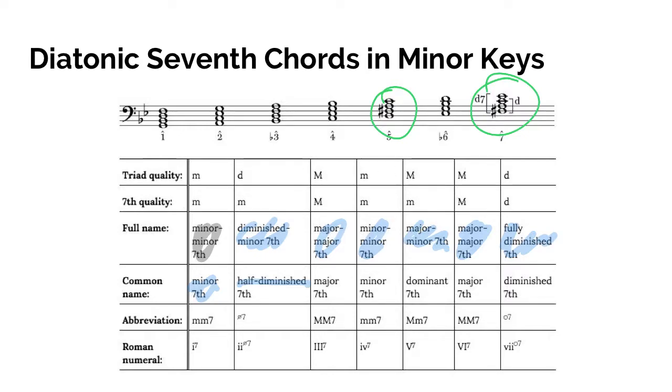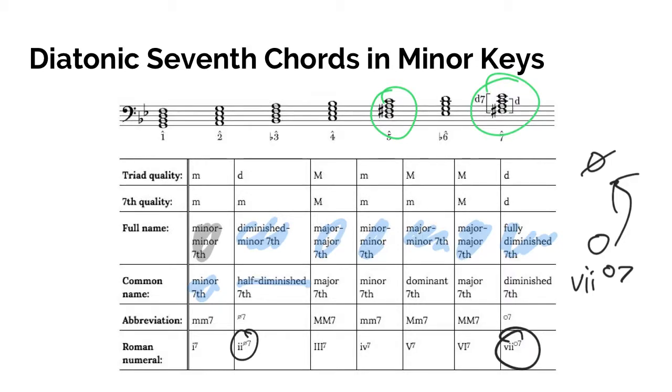and we notate our fully diminished chord with just the circle. So seven, fully diminished seven, versus what we saw in the other chapter, half diminished. So again, two chord is half diminished, seven chord is fully diminished.